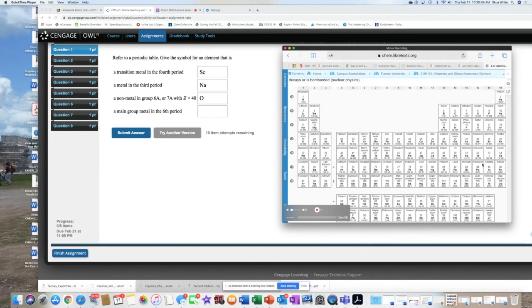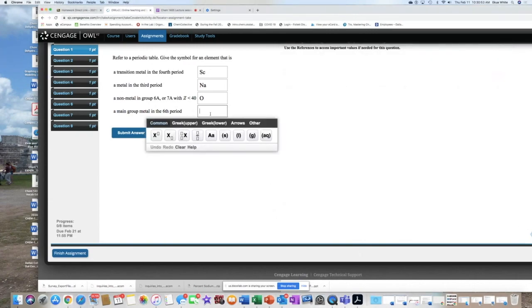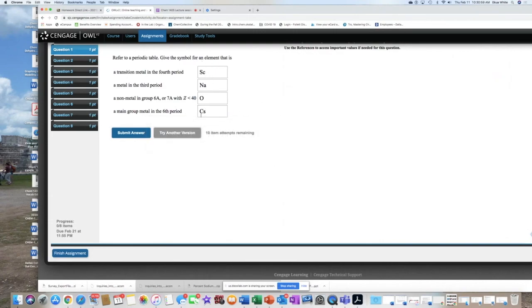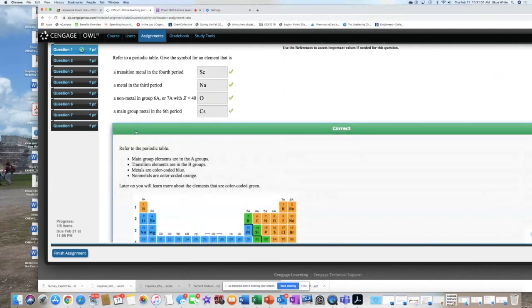This is a cross like that. And then they want a main group metal. So I'll put CS and see how that works. For the symbol, I don't know if they just want the letter or more than that. So I'll write it like this, okay? They might not want that. Oh, that's all they wanted?